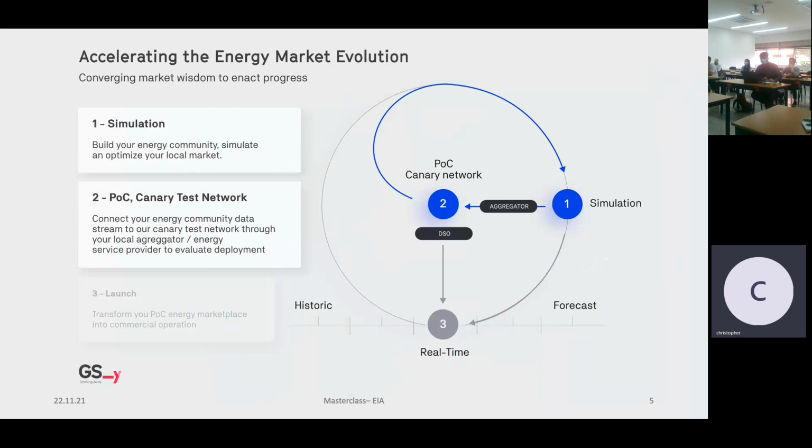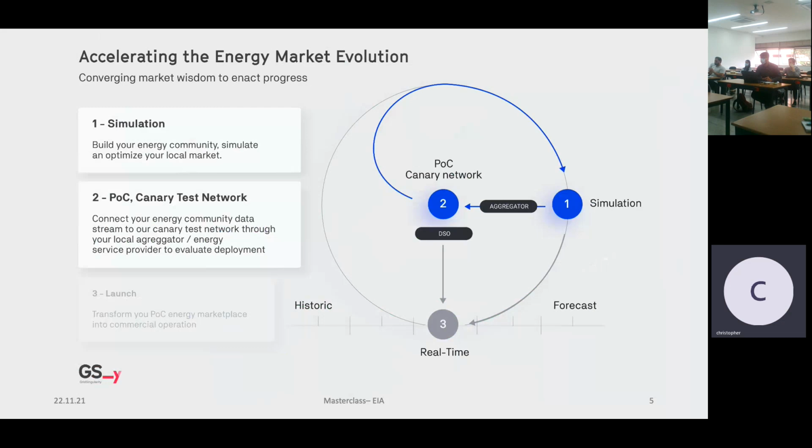Once the simulation stage is successful, we can jump to a canary test network, which was inspired by the canary in the coal mine. And this is basically a bridge between the simulation level and the real world deployment. And so it's basically a simulation that is running in real time using live data from real hardware. So instead of uploading historical data from CSV files, you would connect to a smart meter from the different homes or the PV meter or the batteries.